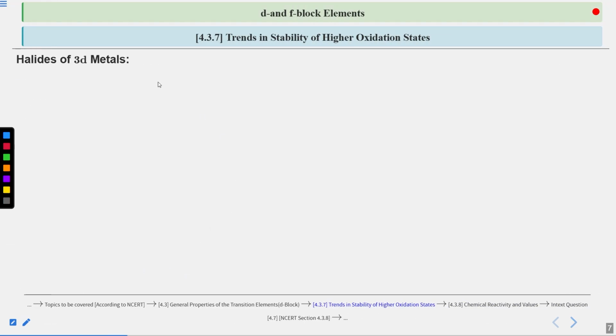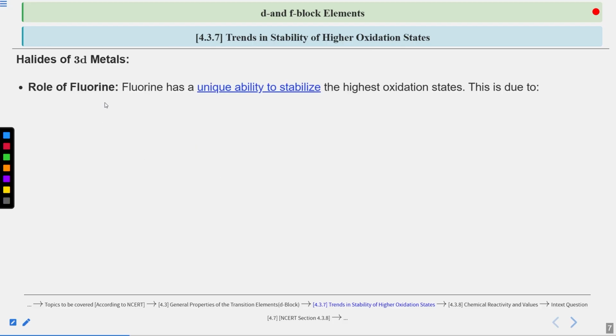So the halides of 3D metals, we will talk about this more now. The role of fluorine. What was the role of fluorine? Fluorine has a unique ability to stabilize the highest oxidation state. If you observe in the table, we have seen the highest oxidation states of the elements were stabilized by the fluorine. Okay, this is due to its higher lattice energy.